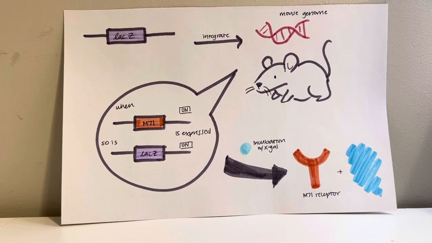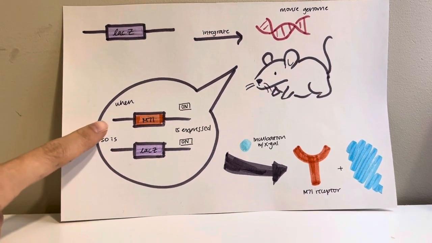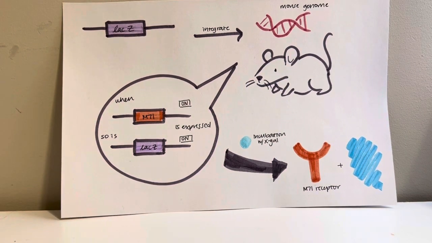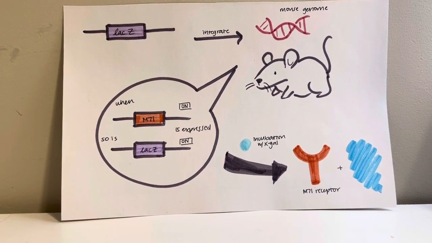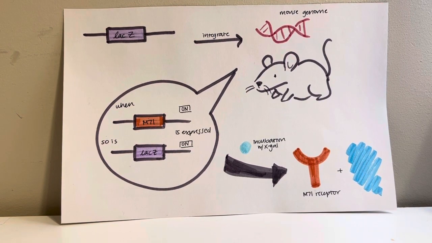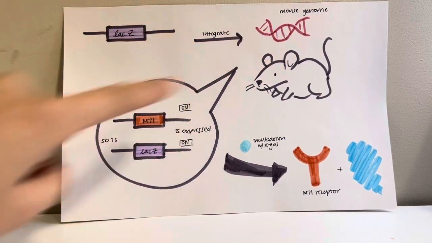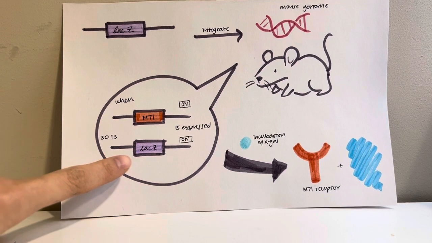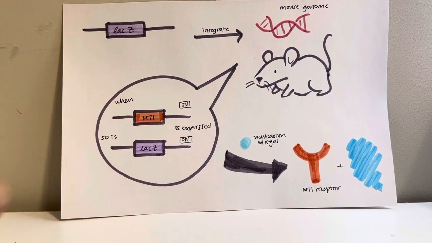Of course, the LacZ gene is not specific to M71. You could apply this technique to any kind of gene that you want to be expressed or that you want to see visibly the expression of, and that would depend on how you integrate it into the mouse genome. But in this particular case, it was integrated such that the LacZ gene would be expressed when M71 is expressed.